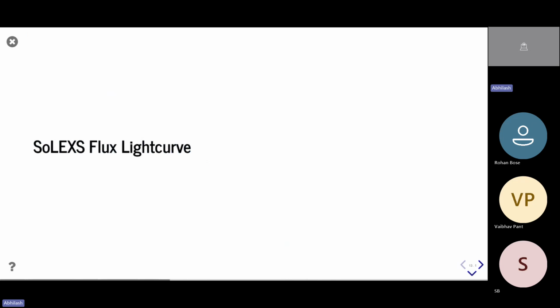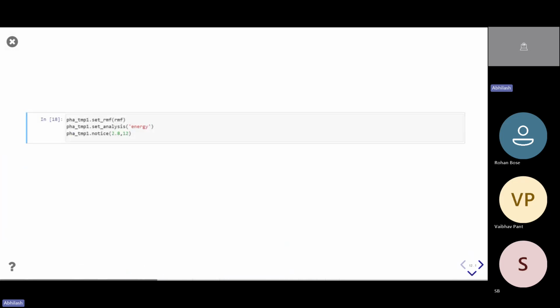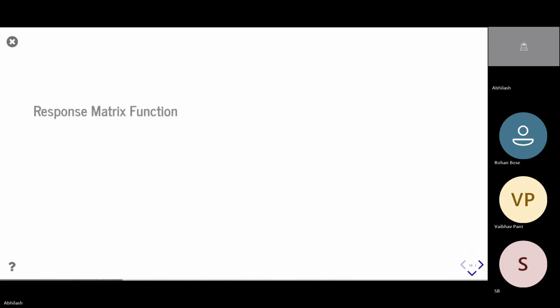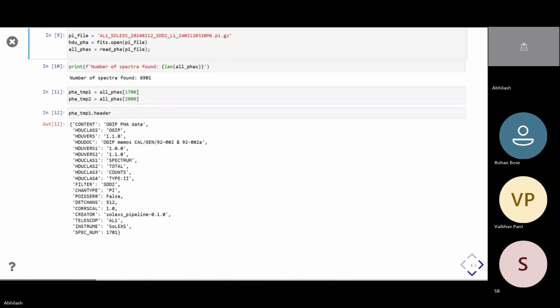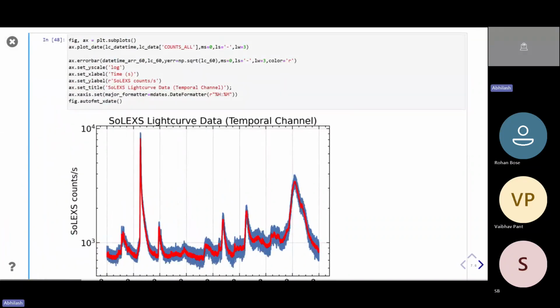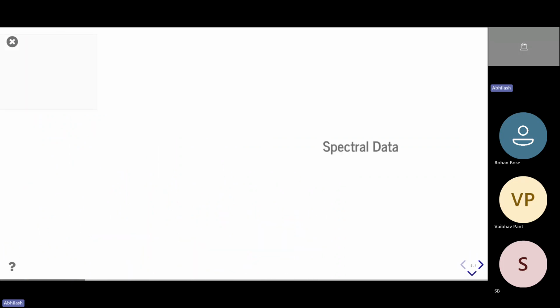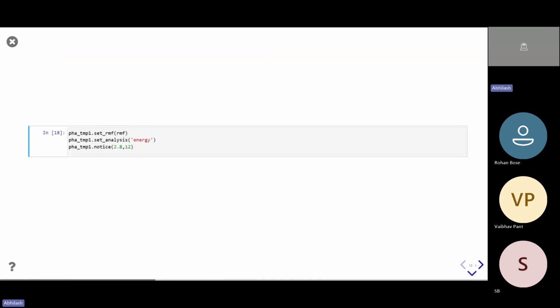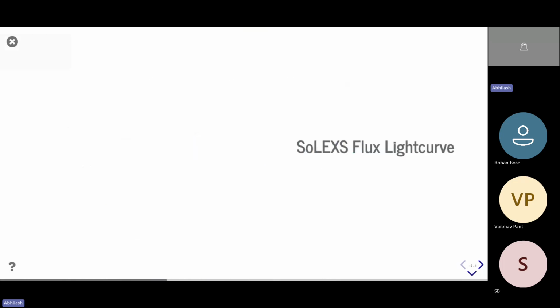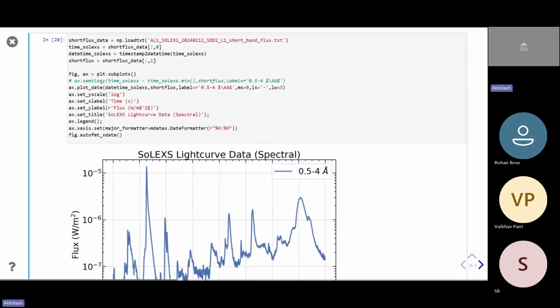Okay, so we can use this instrument response to convert our light curve. Previously, if you saw the light curve, the y-axis was in SOLEX counts per second. We know the efficiency of our detector, and we can try to invert it and convert the SOLEX counts into absolute physical flux units as well. That is exactly what we have done. We can now plot it in terms of flux in watts per meter square, and the x-axis is time.